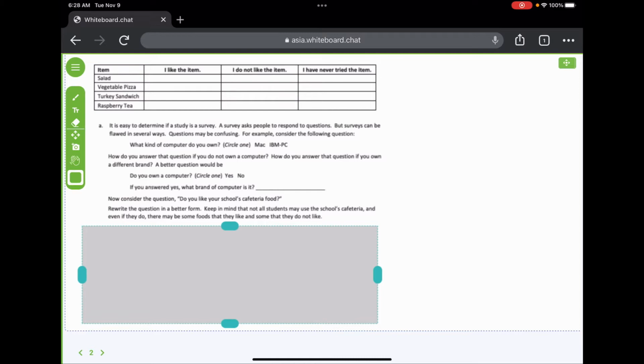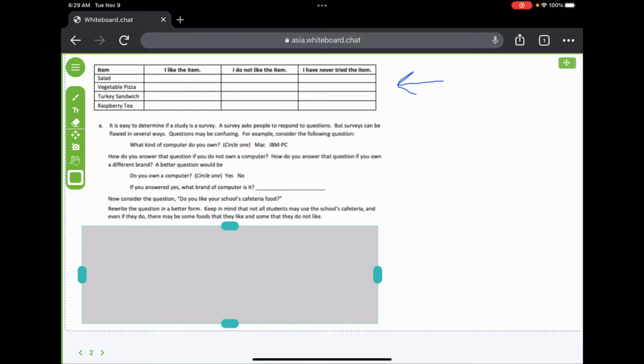Keep in mind that not all students may use the school's cafeteria, and even if they do, there may be some foods that they like and some that they do not like. Okay, so this is how you would record this information up here in this chart. But now, what question are you going to pose to be a good question? Remember, you can have a survey with a question, but is it a good question?